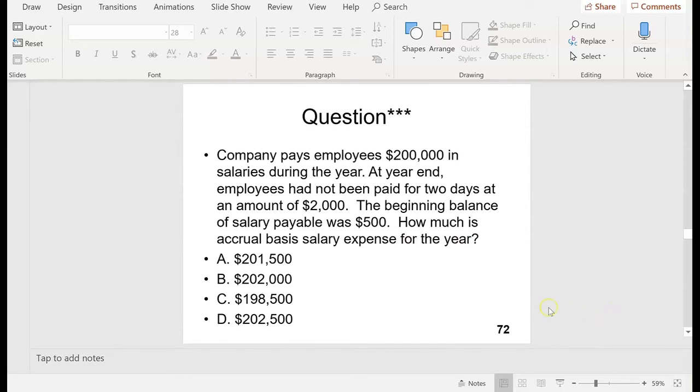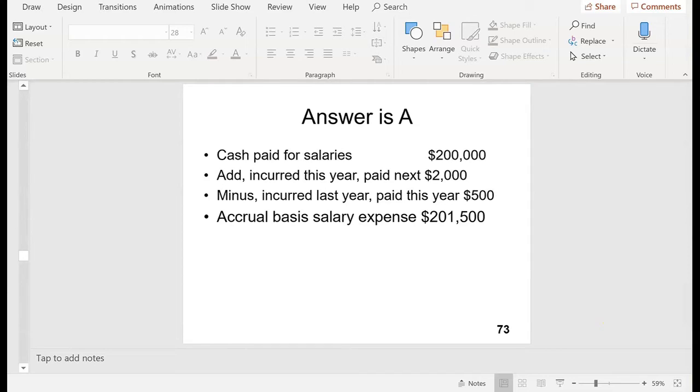Therefore, accrual basis salary expense is $201,500, answer choice A. And that's the kind of question you've got to be ready for. Okay, so you've got to be able to go from cash basis expenses to accrual basis expenses. So you could see this in auditing too, but certainly in FAR for adjusting entries.